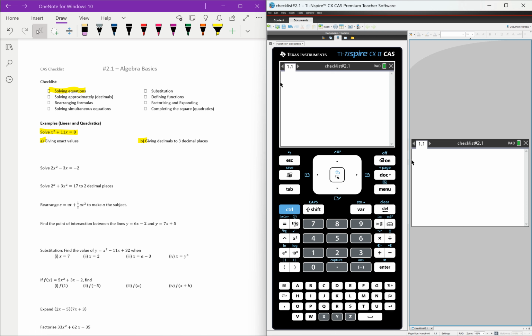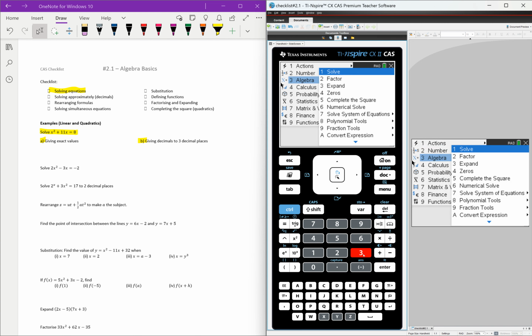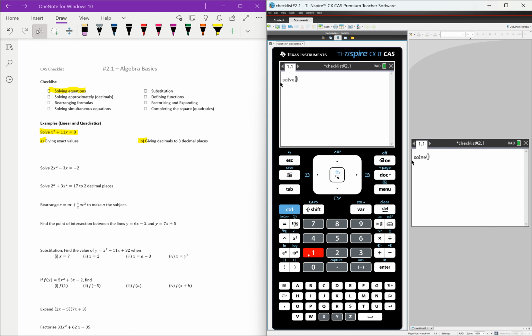Now you can type solve on this funny keyboard over here, or you can go menu, and I know the shortcut, so 3. So you can actually notice it's number 3. You can actually press number 3 on your keyboard. So menu 3, and then solve is number 1. So you can press number 1 over here, and it'll be solve. Okay, so menu 3.1 is solve, and I'm going to solve for x squared plus 11 times x.